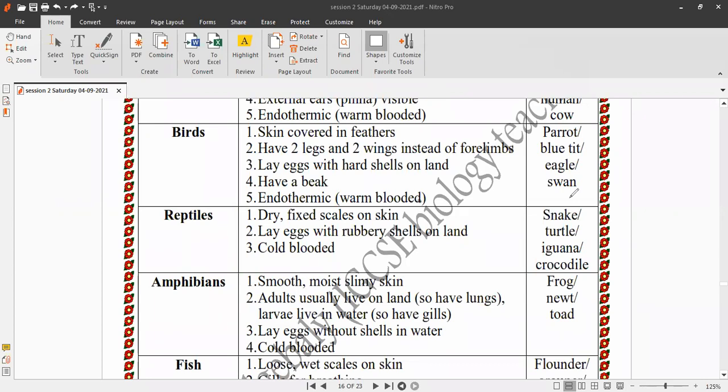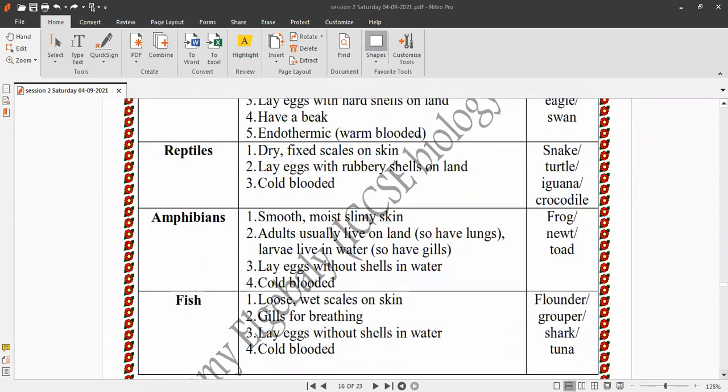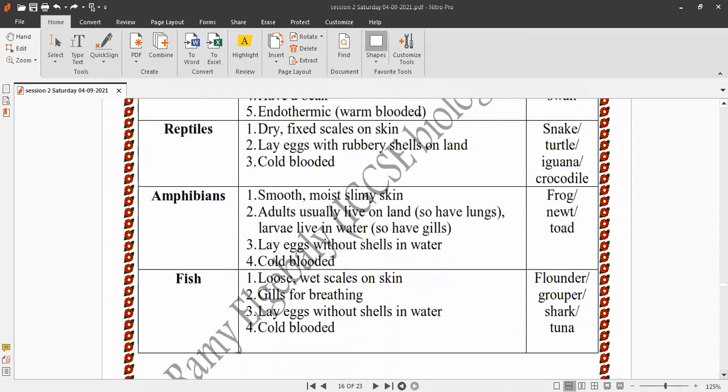Sir, can you scroll down so I can write the features of fish? Of fish, okay. Fish: scales on skin and gills for breathing, lay eggs without shells in water, cold-blooded. Sir, will you send this PDF? Sent, yeah, I sent it. Okay, thank you.